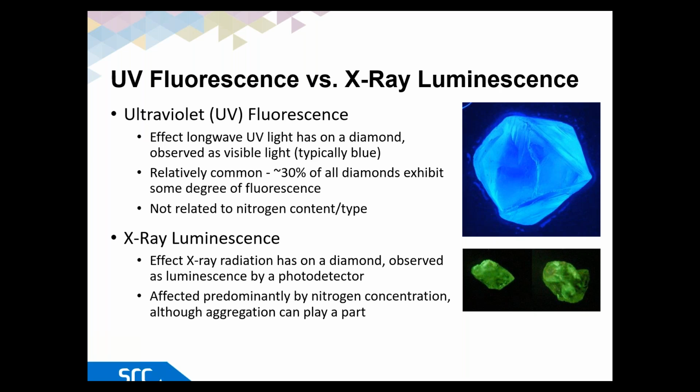But this is not related to nitrogen content or type. So a type 2 diamond, for example, can have a very strong blue fluorescence and a type 1 diamond cannot, or vice versa. It is X-ray luminescence that is really key, and diamond typing does play a role in whether a diamond luminesces or not.